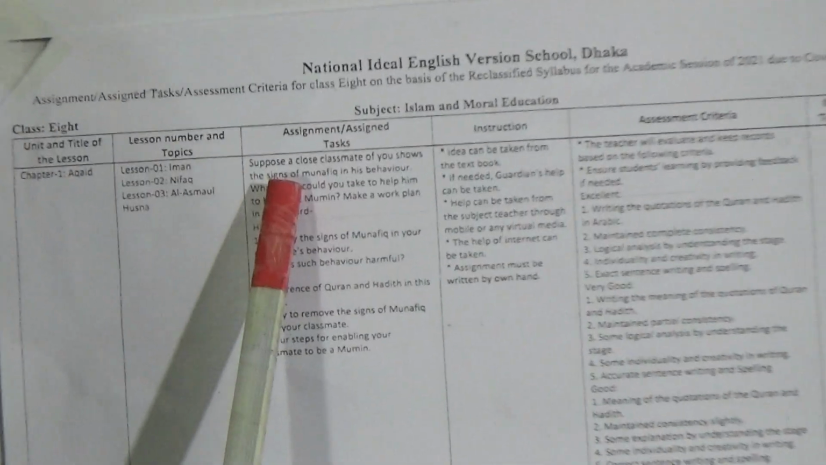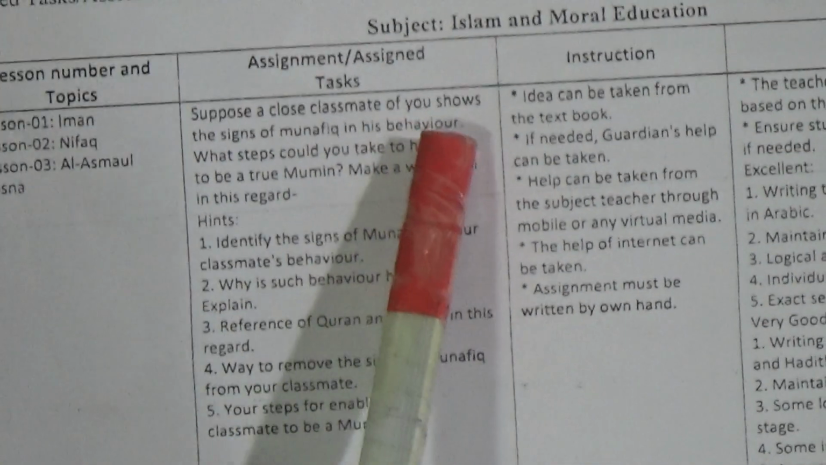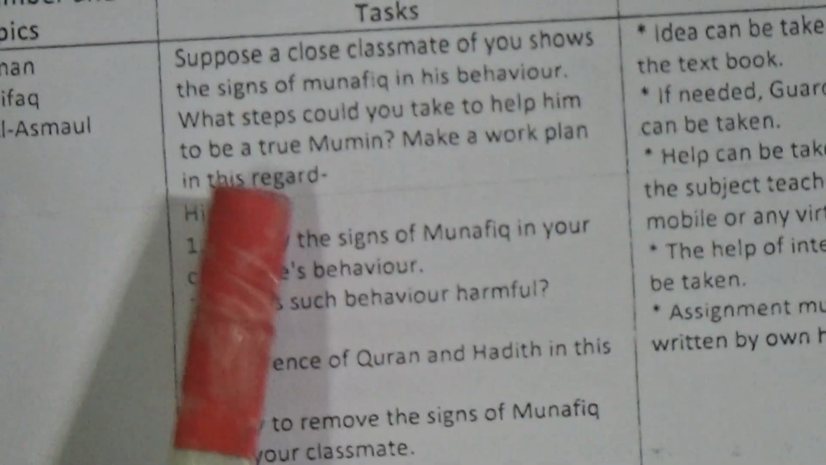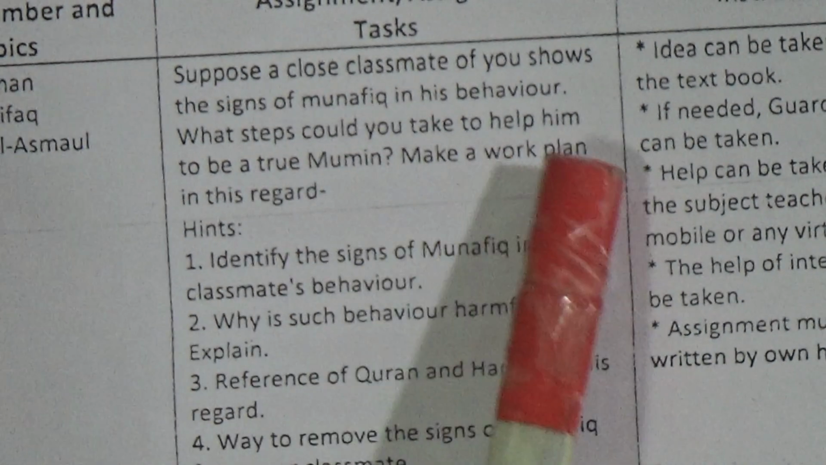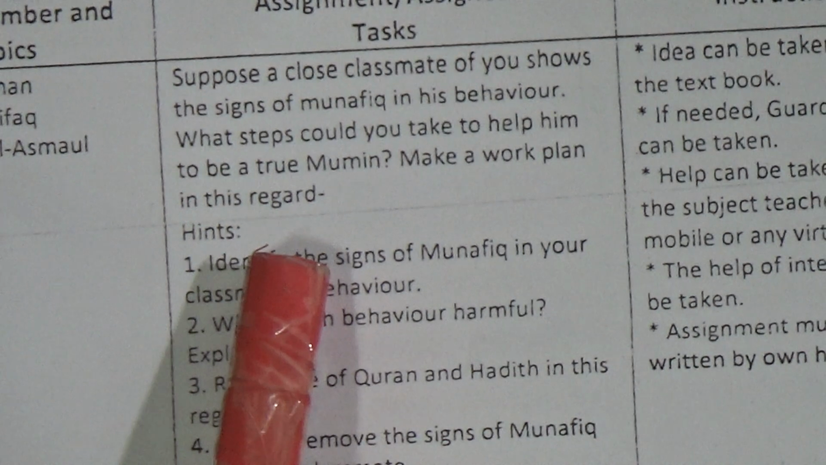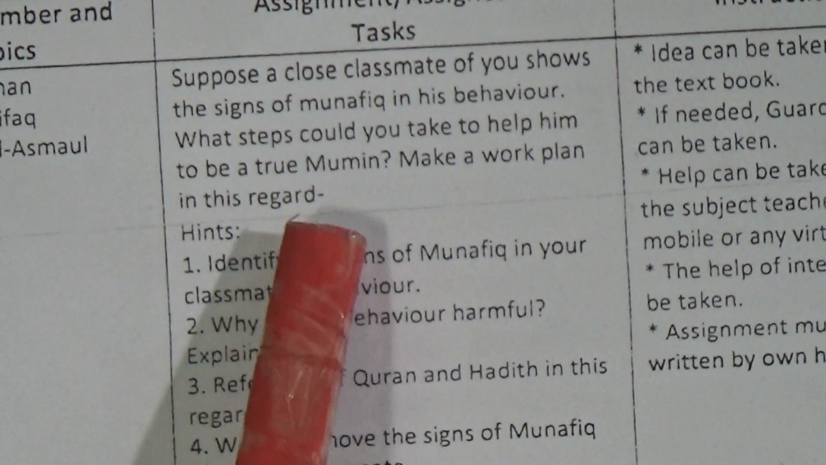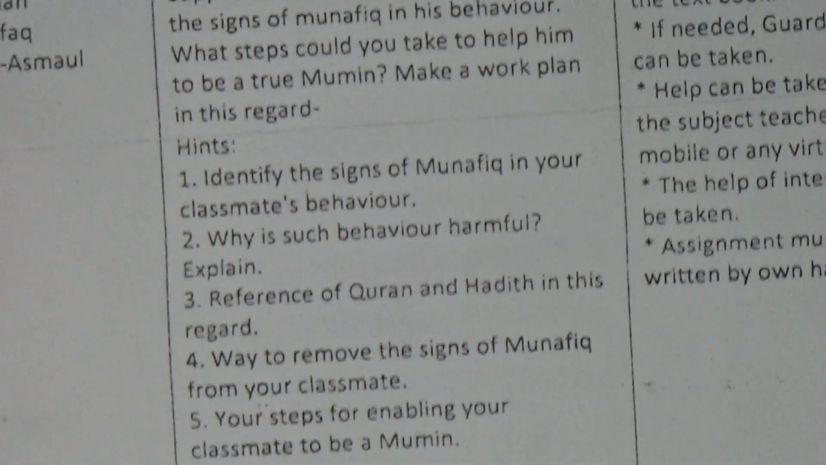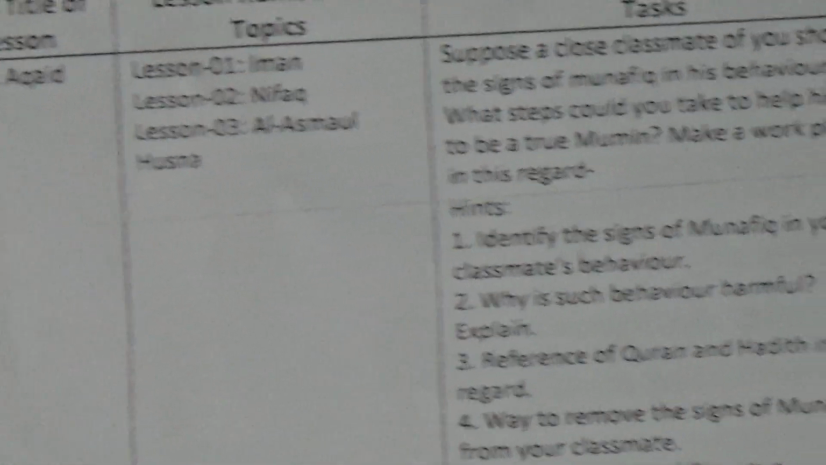Here the assignment task is: suppose a close classmate of yours shows the signs of a munafiq in his behavior. What steps could you take to help him to be a true mu'min? Make a work plan in this regard. This is the task, and here are some hints. According to these hints and with the help of this lesson, you have to write the answer, or you have to do the assignment.